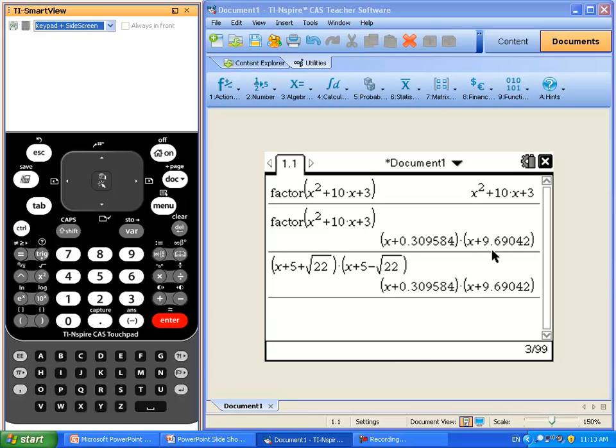You can see that we get exactly the same approximate solutions, meaning that the method that we found by hand is correct. Thank you very much.